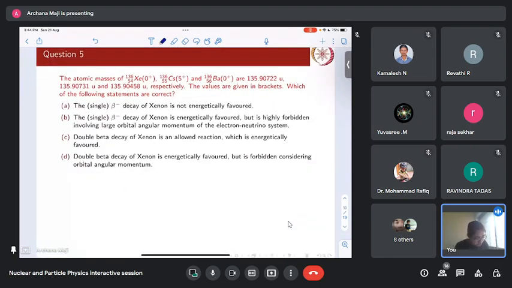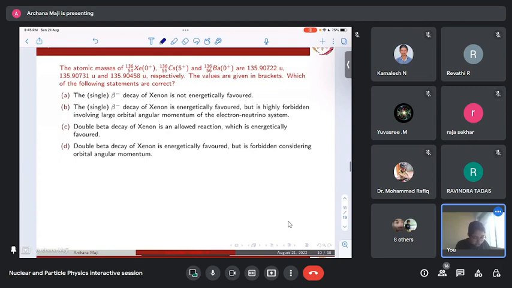Atomic masses of xenon, Cs and Ba are given. Which of the following statements are correct? The single beta minus decay of xenon is not energetically favored. The single beta minus decay of xenon is energetically favored but is highly forbidden. So let us check the first statement whether it is correct or not.